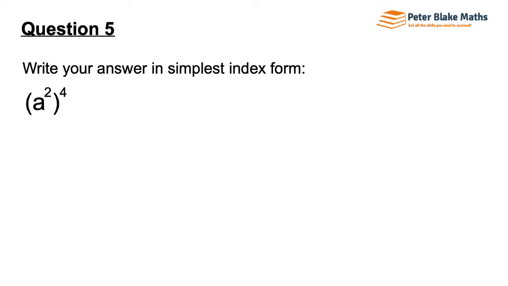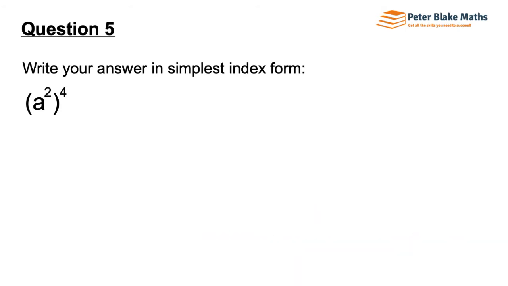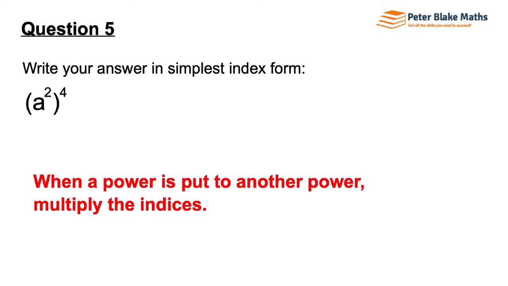Question 5. Write your answer in simplest index form for a squared all to the power of 4. When a power is put to another power, we multiply the indices. So in this case, we'll multiply the 2 times 4, and we'll get a to the power of 8. We multiply the indices in that situation.